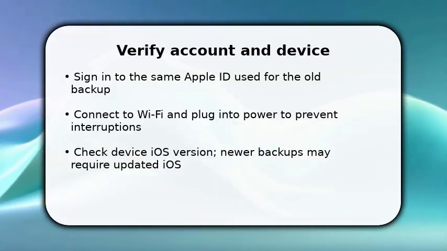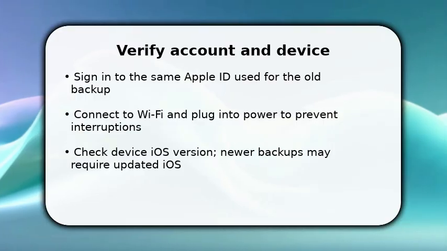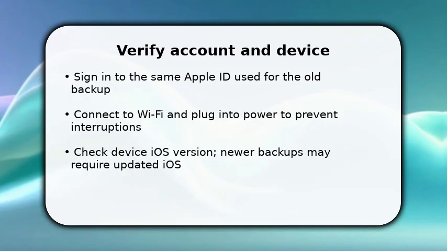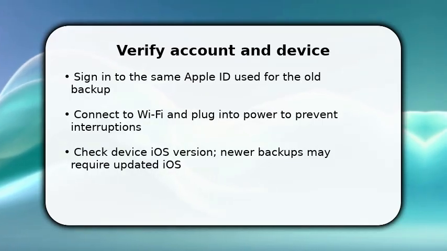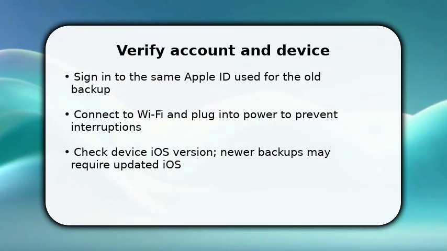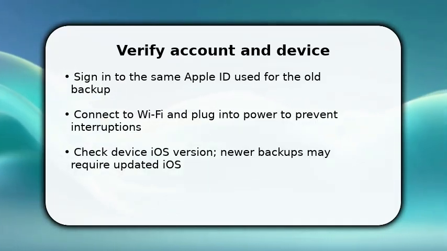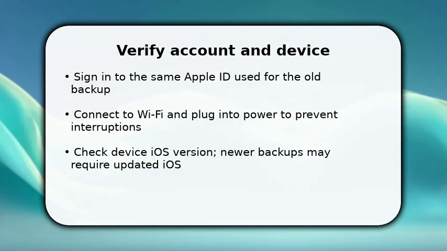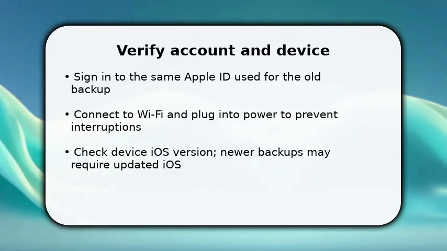You start by confirming the Apple ID and device status. Sign into iCloud on the device you'll use to check backups. Once signed in, connect to a stable Wi-Fi network and plug into power so the listing process won't fail mid-check. Make sure the device runs a compatible iOS version because older backups sometimes require specific updates. If needed, update your device now before proceeding. This avoids seeing backups you can't restore later.